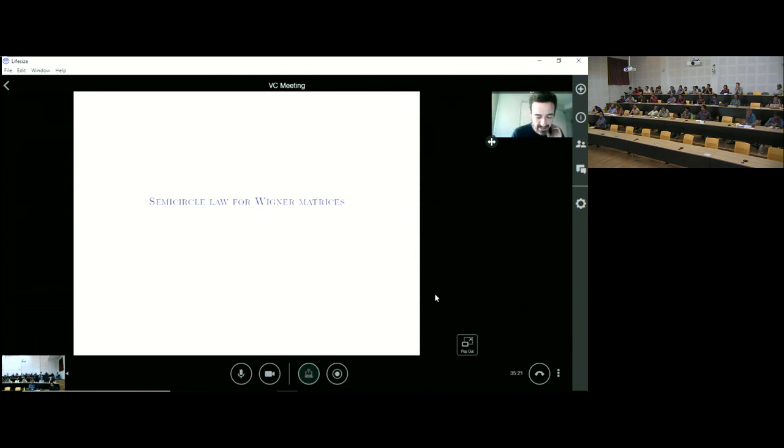In some sense, the Füredi and Komlós argument, which is the trace method, is easier, and has some parts which are much easier than the one that I will present now.